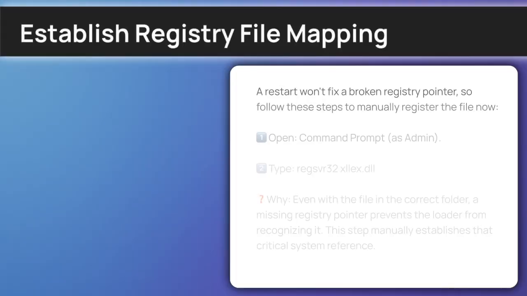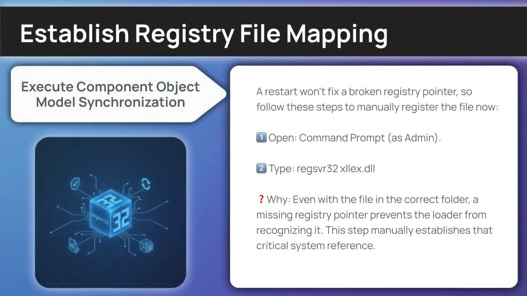If the previous steps didn't work, there's one more action we can take to stabilize the environment. Please pause the video if you need to back up your data before we proceed. A restart won't fix a broken registry pointer, so follow these steps to manually register the file now.